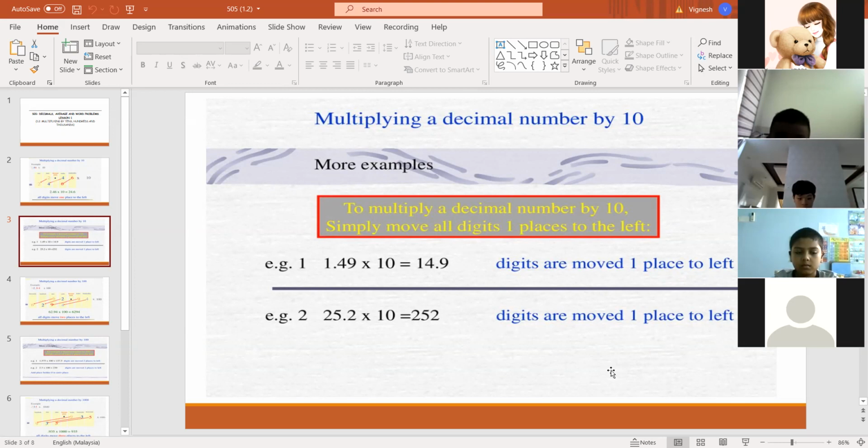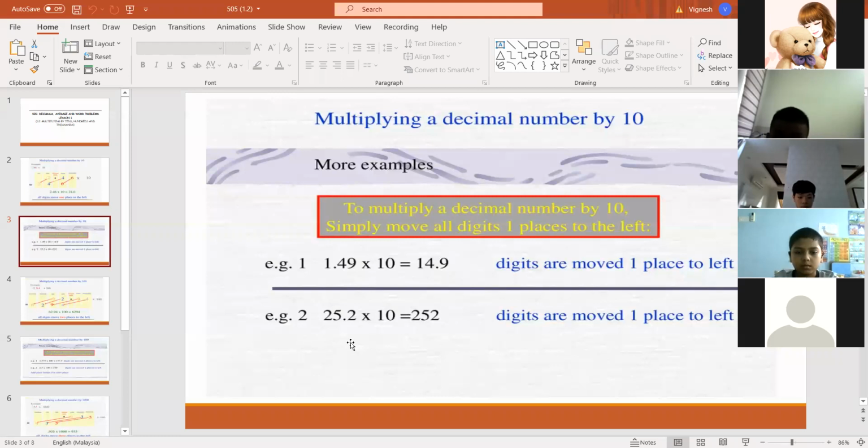So for example here, 1.49 multiplied by 10. So 10 means how many decimal places should you move? 10 means 1. So you are moving one decimal place to your right. So you should get 14.9.